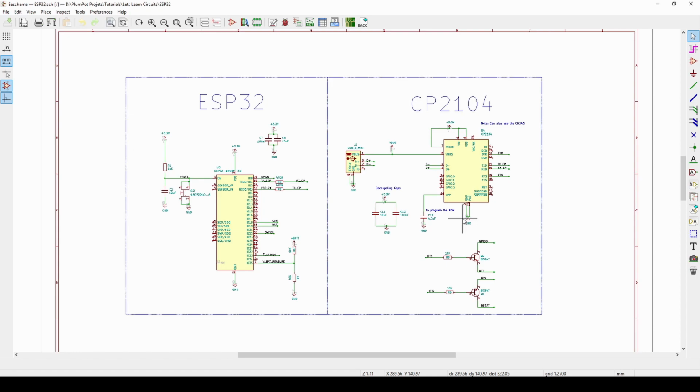So in these videos I give short descriptions about ICs and circuits I use in my hobby designs when I do a PCB design. So in today's video I'm going to speak about the ESP32 and the CP2104. I always use these two ICs together.